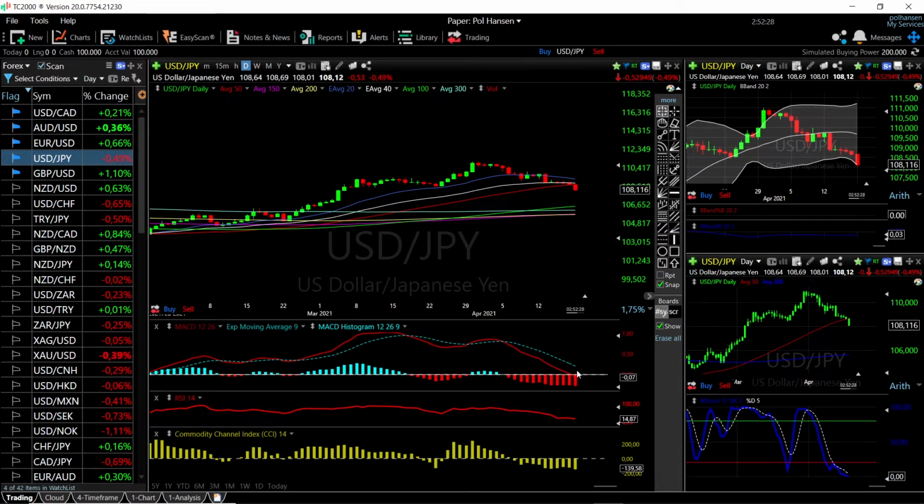If you look at the MACD, it's entering negative territory. It is very bearish. The same is true for the RSI. It's very bearish and significantly oversold at this point, so a pullback could be expected as well. The CCI is bearish. The stochastic is bearish.